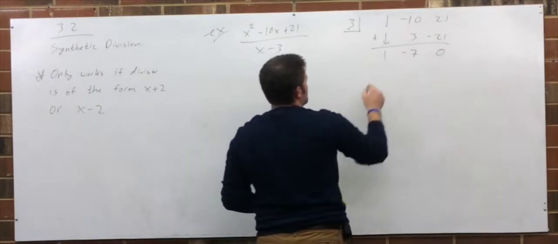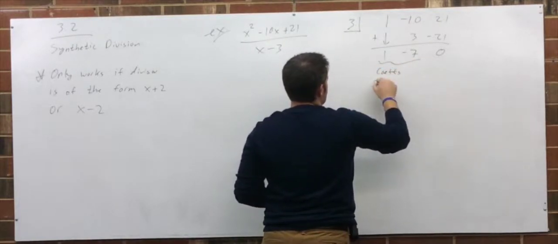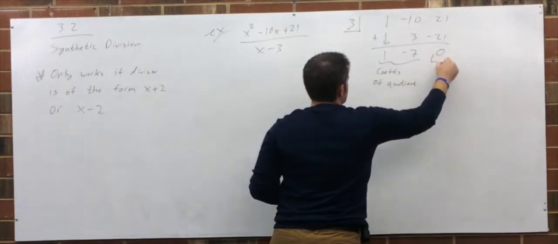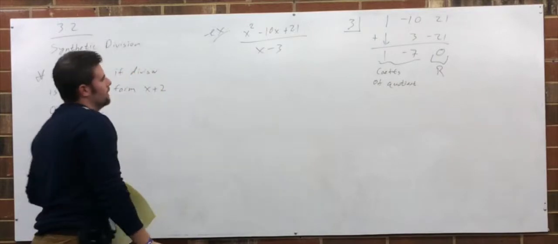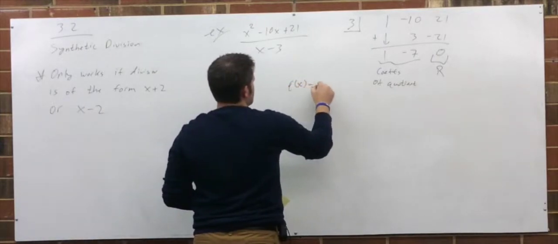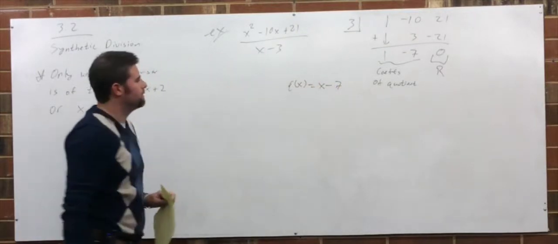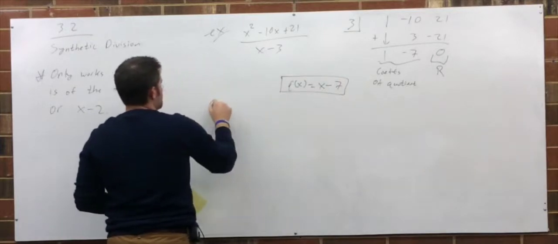Alright? So, these terms right here are the coefficients of our quotient. This last term is always the remainder. So our final answer in this situation would be q of x equals x minus 7 with a remainder of 0. Alright, let's look at another example.